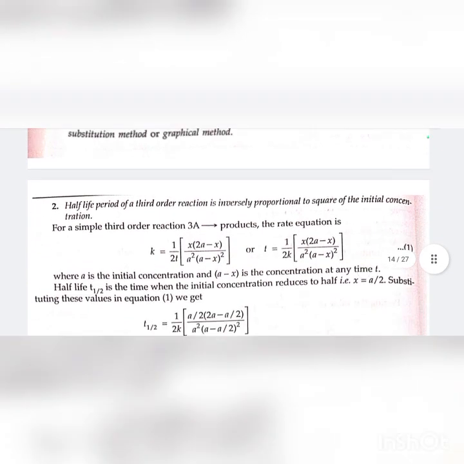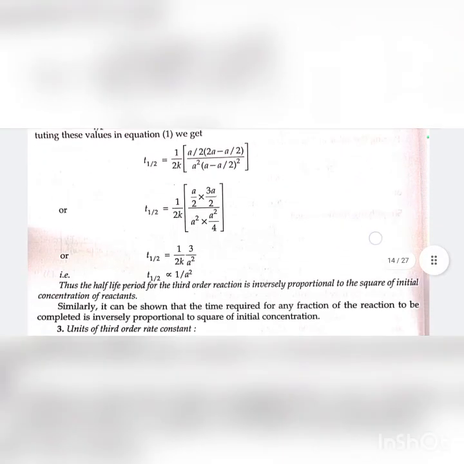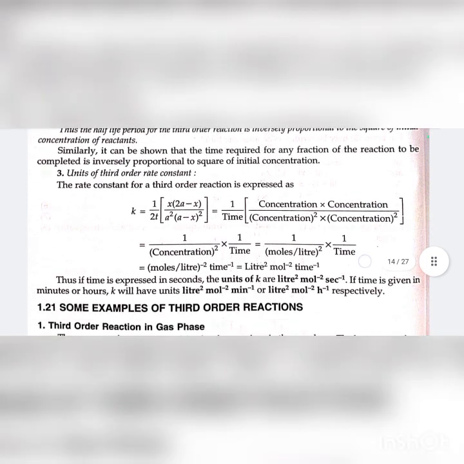Here are some important characteristics of these reactions. The half-life period for a third order reaction is inversely proportional to the square of the initial concentration of the reactant. So the half-life time period for this reaction is t half equals 1 by 2k into 3 of a square. Similarly, it can be shown that the time required for any fraction of the reaction to be completed is inversely proportional to the square of the initial concentration. Units of third order rate constants are liter square per mole square per second. If time is given in minutes or hours, k will have units liter square per mole square per minute or liter square per mole square per hour respectively.